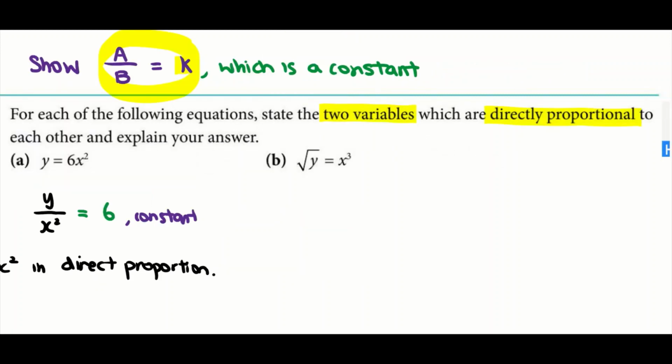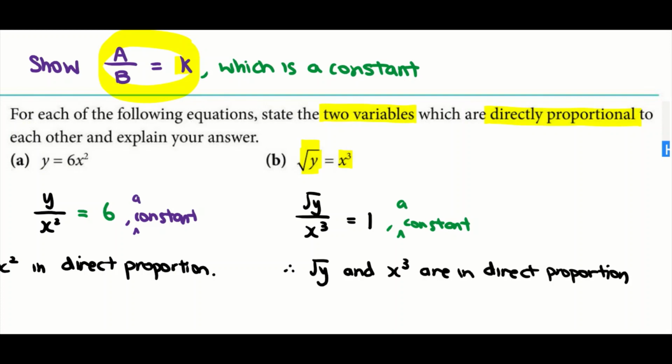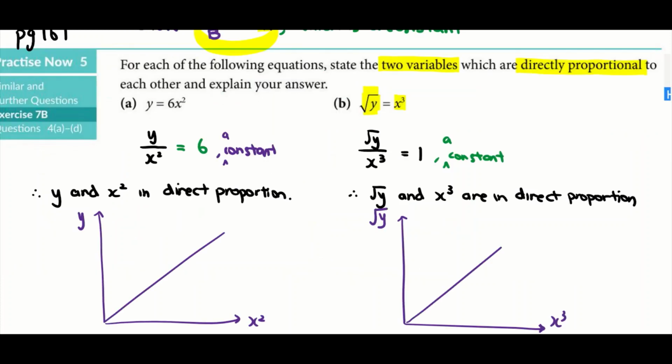Second one, square root y equals x cubed. If I just take square root y divided by x cubed, it will give me the answer 1. And is 1 a constant? Yes, it's a constant. So what can I conclude? I can then conclude square root y and x cubed are in direct proportion.